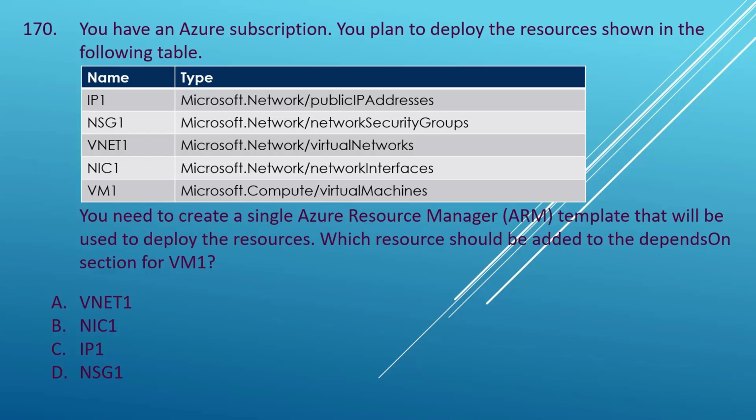Which resource should be added to the depends on section for VM1? Your options are VNet1, NIC1, IP1, NSG1. The most direct and crucial dependency for VM1 among the listed resources is NIC1. The NIC acts as a bridge between the VM and other network resources like the virtual network, public IP, and network security group. Therefore, it's essential to ensure that NIC1 is deployed before VM1 is created.